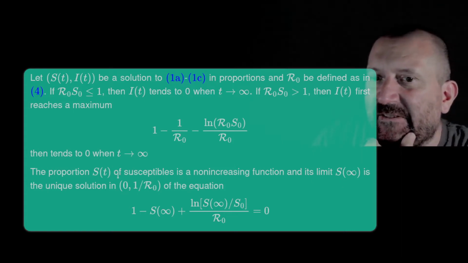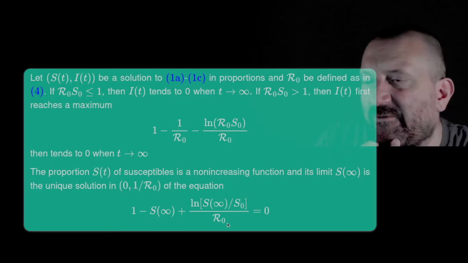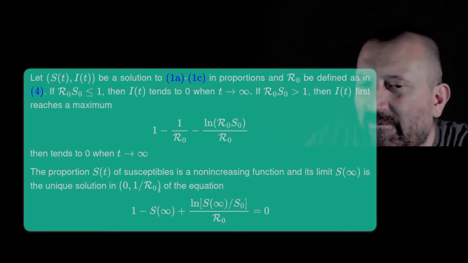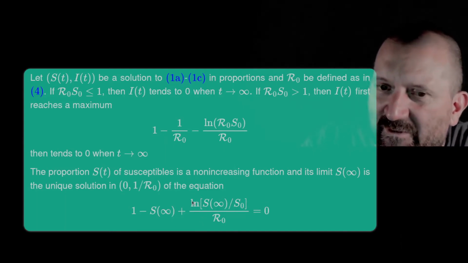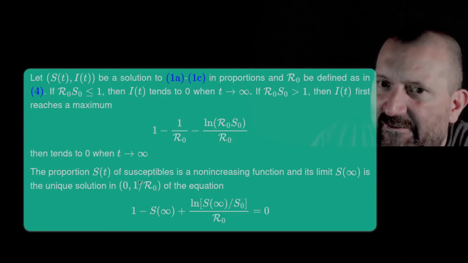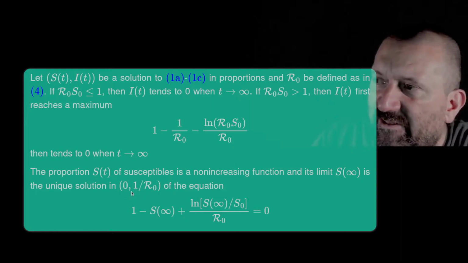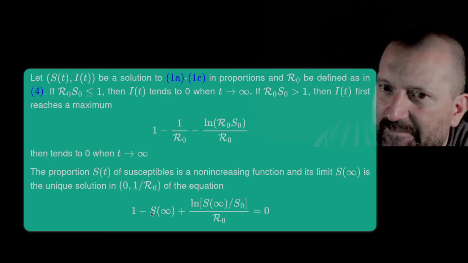And that limit is the only solution of this equation, which is a transcendental equation. Okay, if you want to solve this, you could take the exponential, for example. So that's what it's called, a transcendental equation. But in this case, I know that this equation has a unique solution, and it's somewhere in between 0 and 1 over the R0 that we've defined.